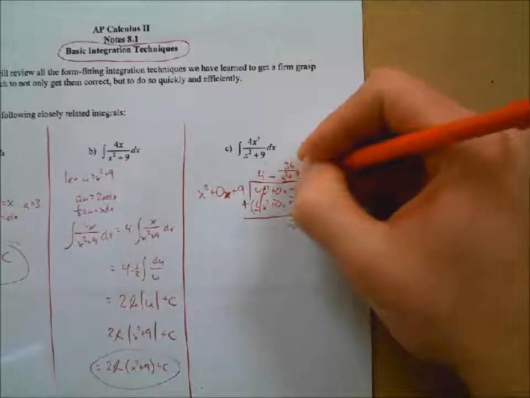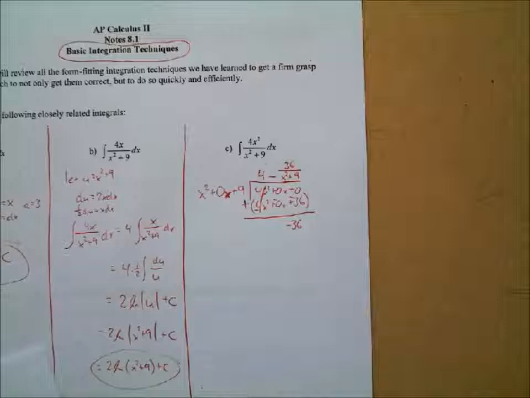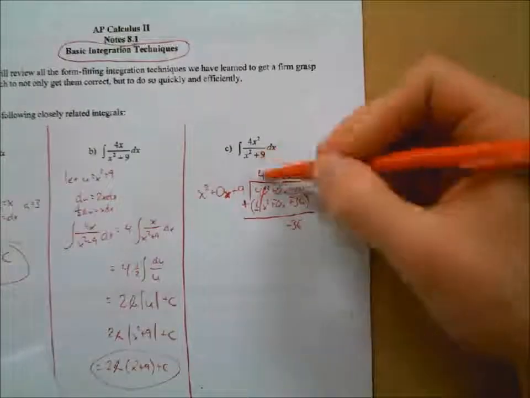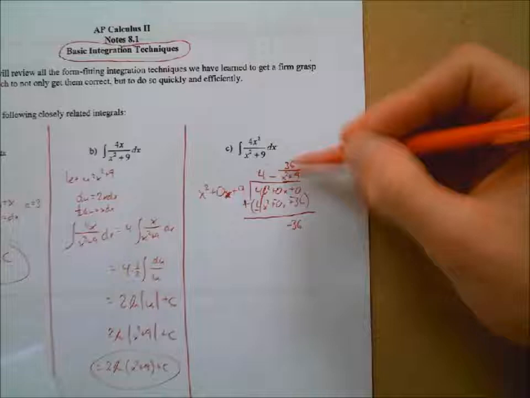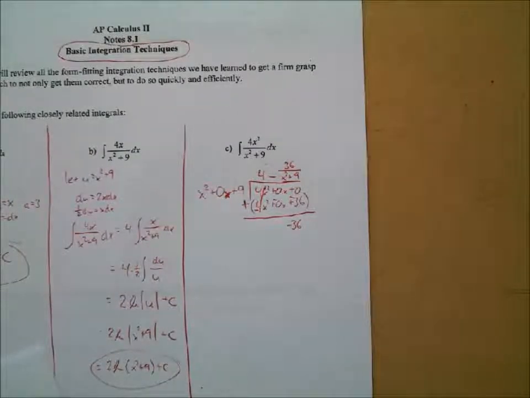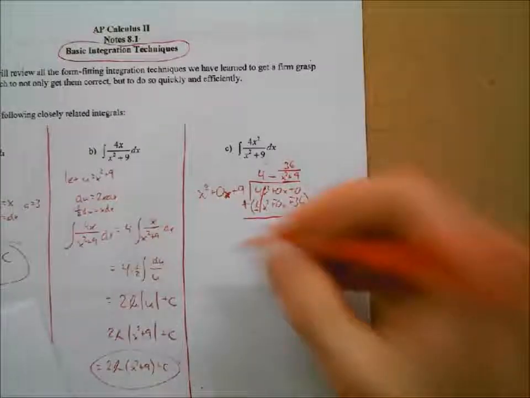That 36, we have yet to divide it. We have not yet divided it by the x squared plus 9, so it still has to be divided there. This 4 we arrived at by dividing by the x squared plus 9, but the 36 still needs to be divided by x squared plus 9, so we put it in there. Minus 36 over x squared plus 9. Okay, so now we've got that. This is what we're going to integrate.